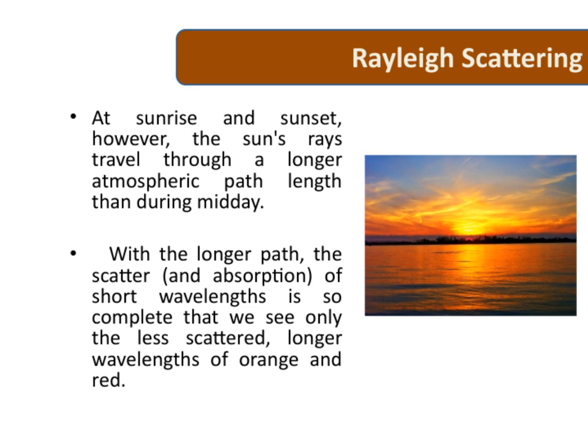What we're left with are the longer wavelengths, orange and red, that are less scattered and can reach our eyes more directly. That's why sunsets and sunrises often appear so beautifully warm and reddish. This process highlights how the Earth's atmosphere interacts with sunlight, influencing the colors we observe and connecting to the broader theme of how atmospheric conditions shape our visual experience of the sky.